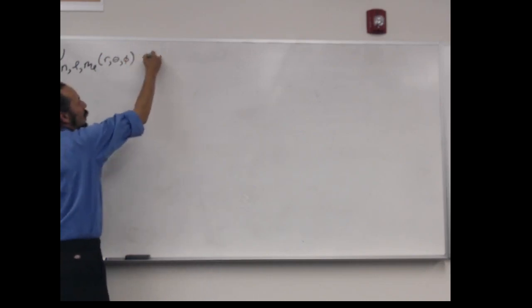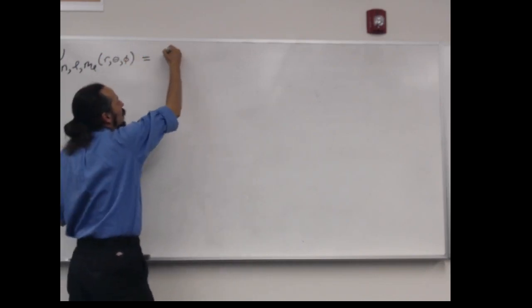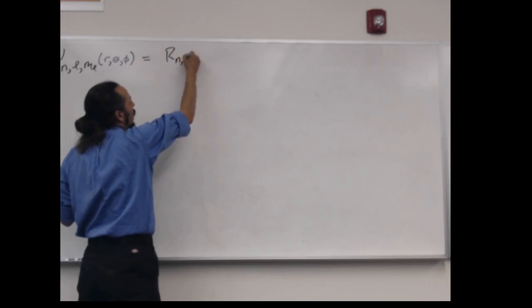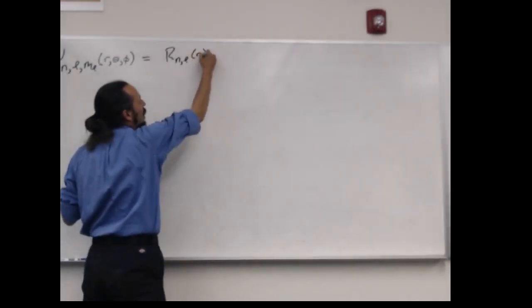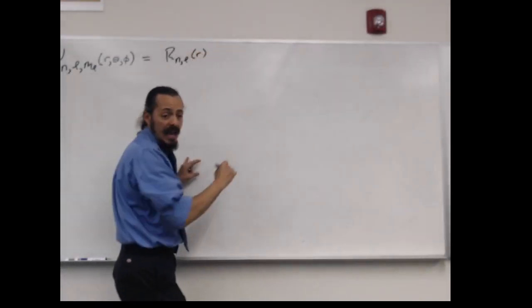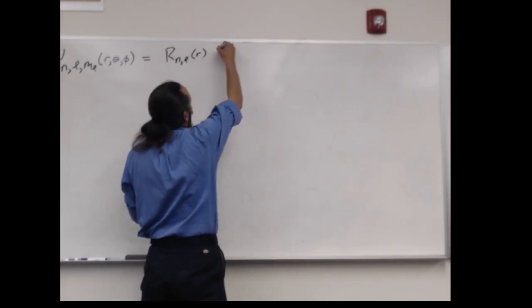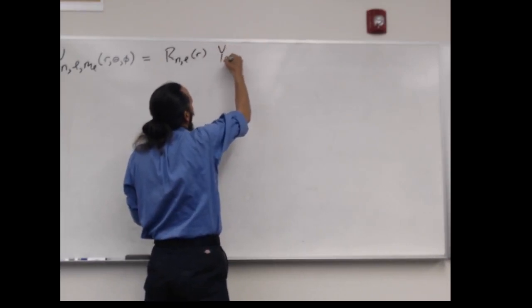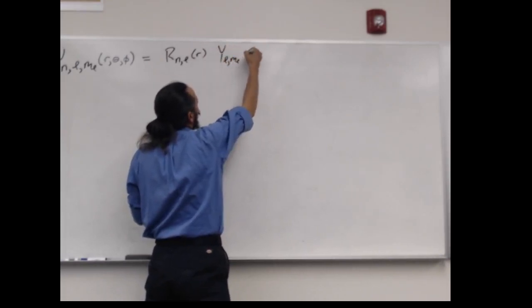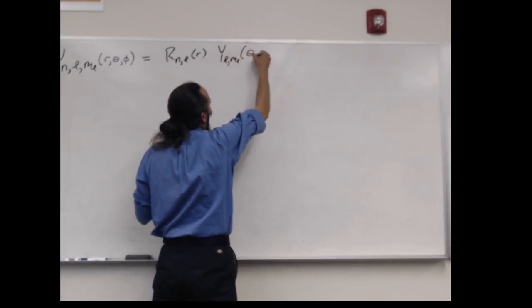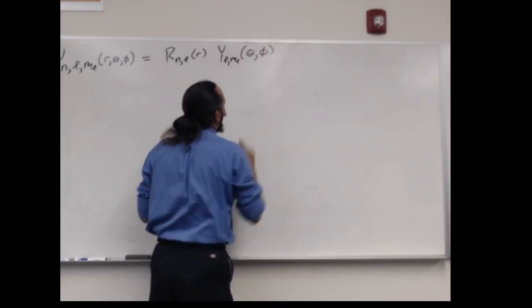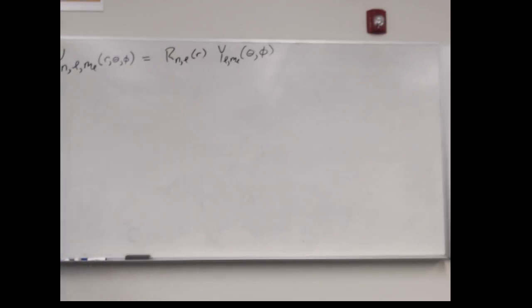And we recognize that through separation of variables, we can write this down as some R that depends on n and l, that only depends on the radius portion. And we can have some Y that depends on l and m sub l for our angular parts, theta and phi. So we've got our radial parts and we've got our angular parts.